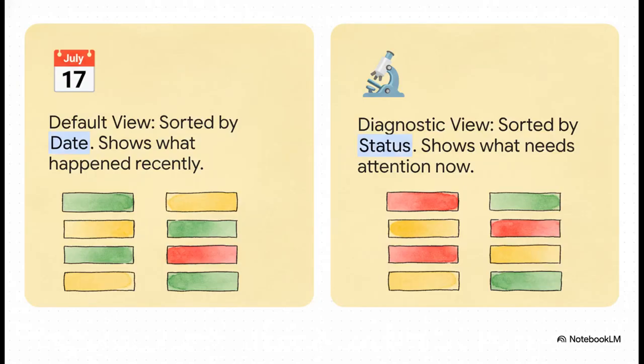So think about it this way. The default view, sorted by date, shows you what just happened. That's fine. But sorting by status? Well, that's a total game changer. This diagnostic view bubbles every single problem, every error, every warning straight to the top. It stops showing you what's recent and starts showing you what needs your attention right now.